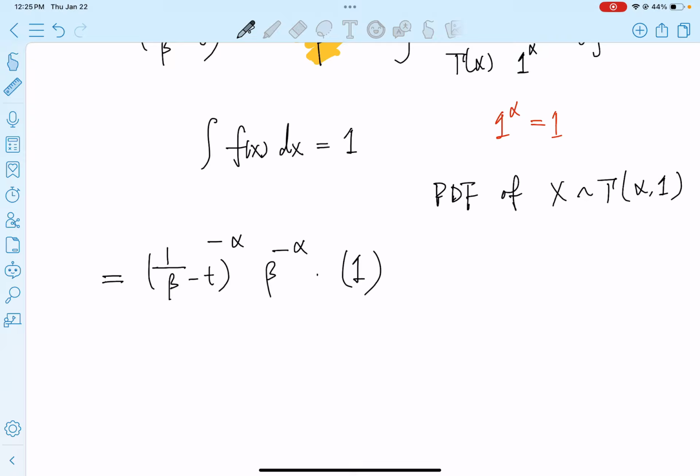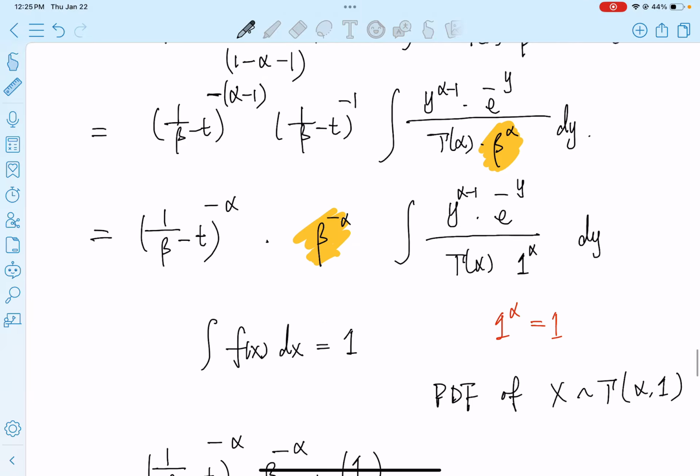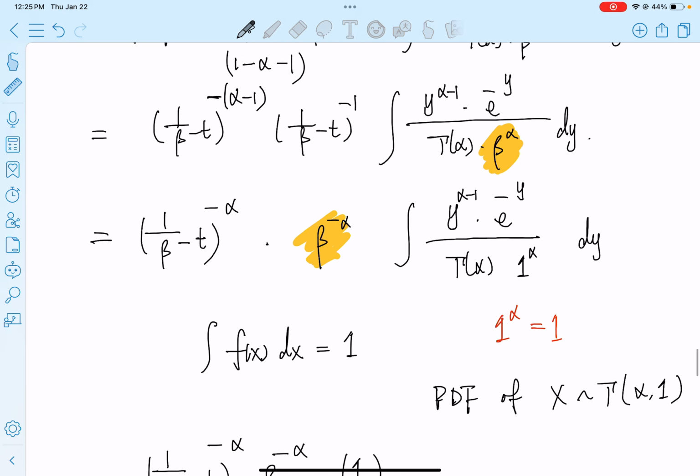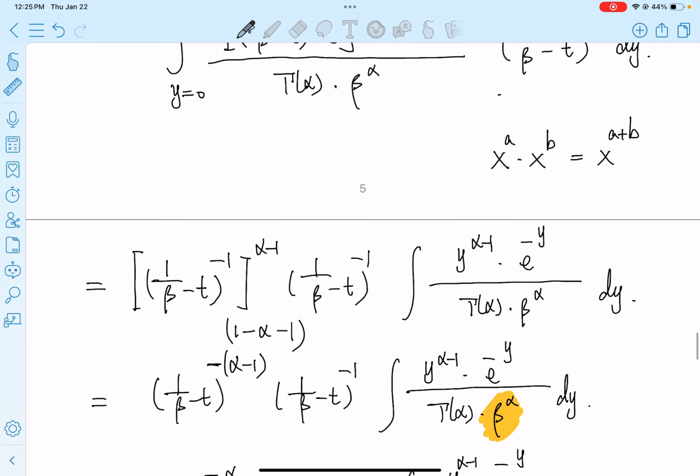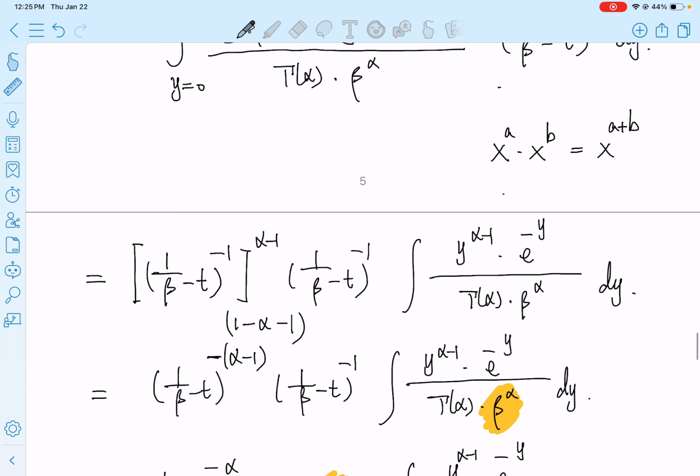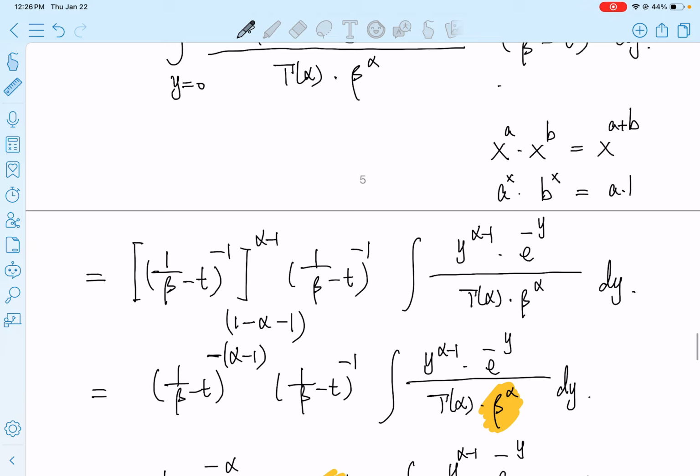Okay, now let me write it here. So x raised to the power of a multiplied by x raised to the power of b is x raised to the power of a plus b. So that's what we used before. And now let's have a raised to the power of x multiplying by b raised to the power of x. This is equal to a multiplied by b altogether raised to the power of x.